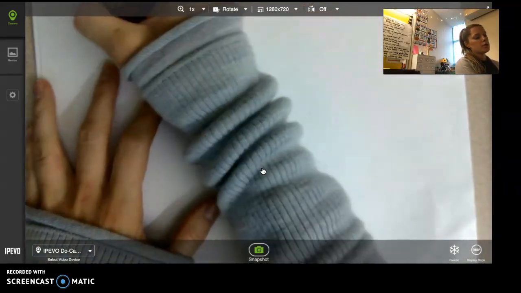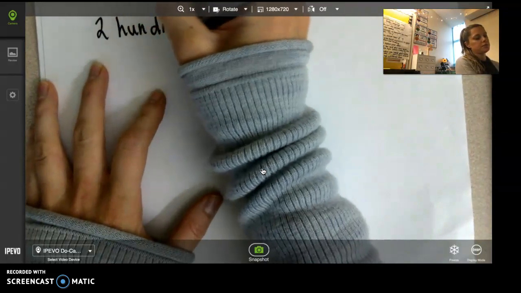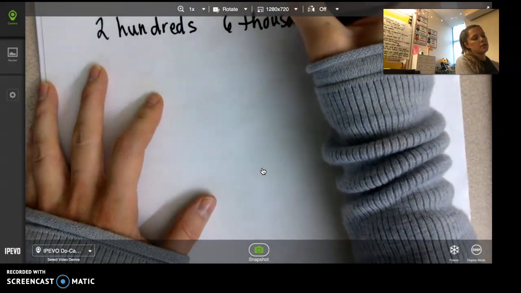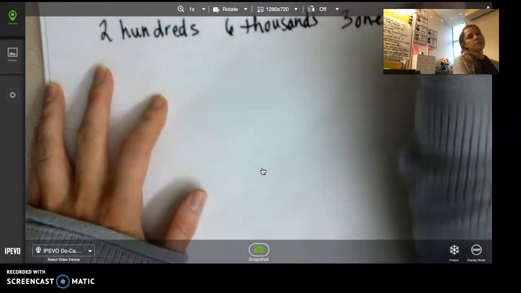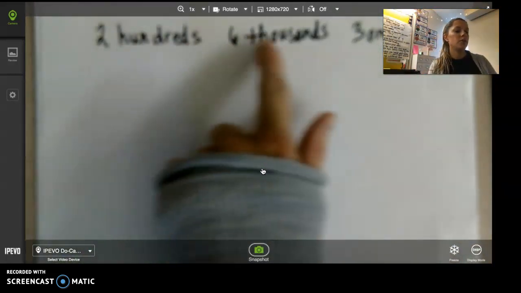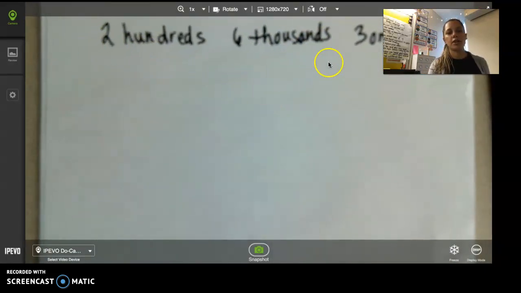So let's say that we start with 200s, 6,000s, 3 1s. I'm purposefully choosing this because if you notice, this doesn't go in number order. It doesn't follow our place value chart from greatest to least.